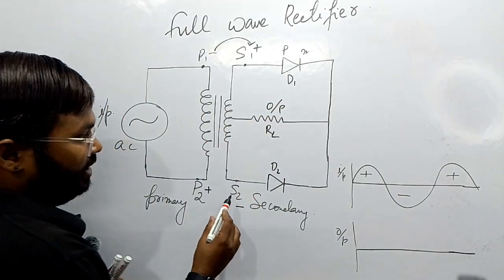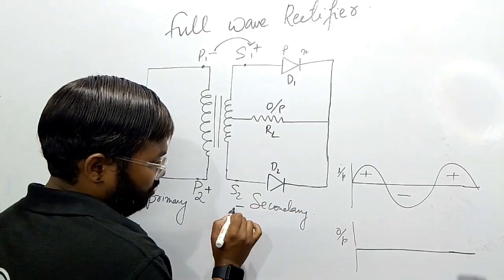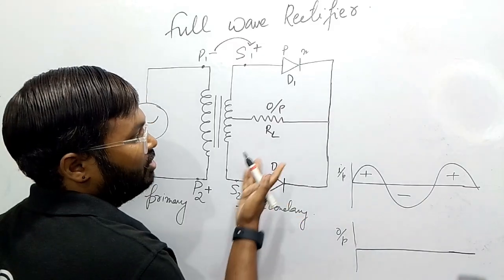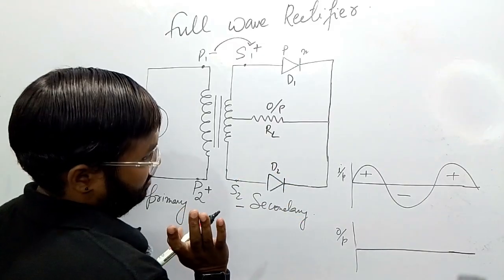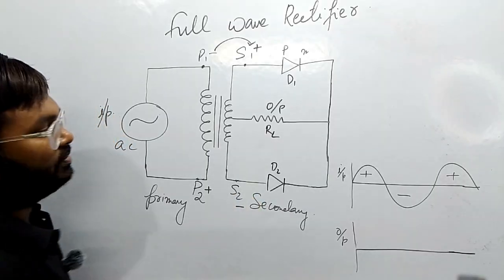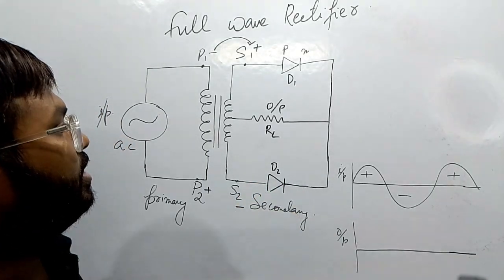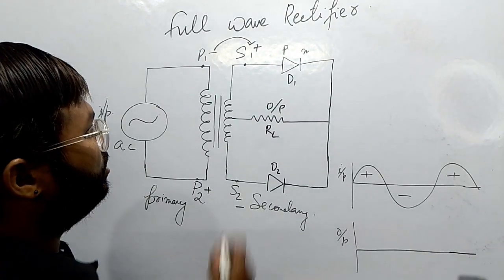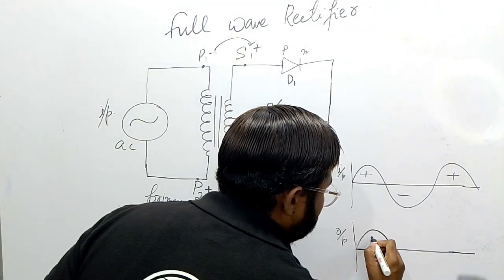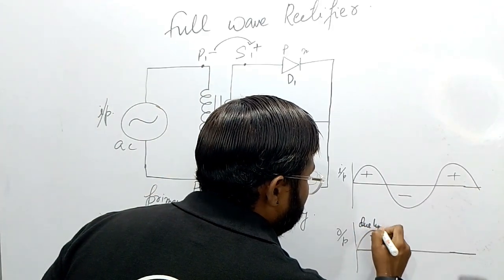But here this P junction is connected to the negative terminal. This will give high resistance, and thus you will not get any cycle here. So here it will not produce any result. This is an open circuit, and this is a closed circuit. So for D1 you will get one positive half cycle. This is due to D1.